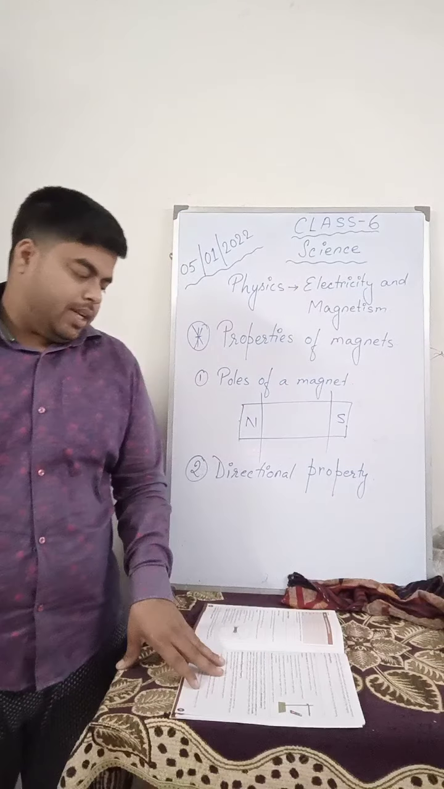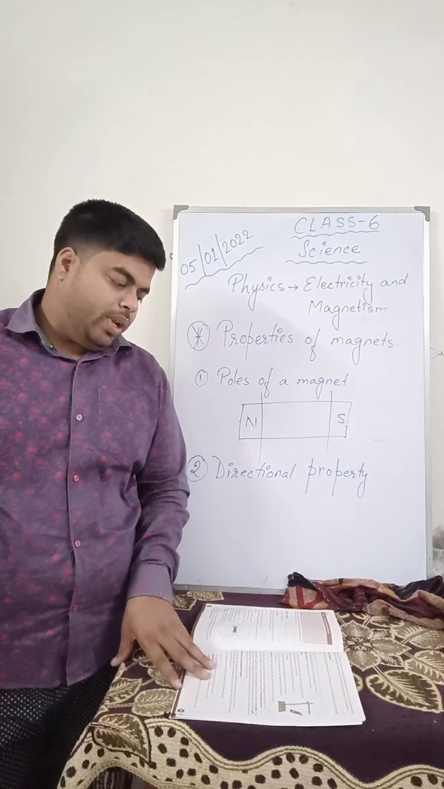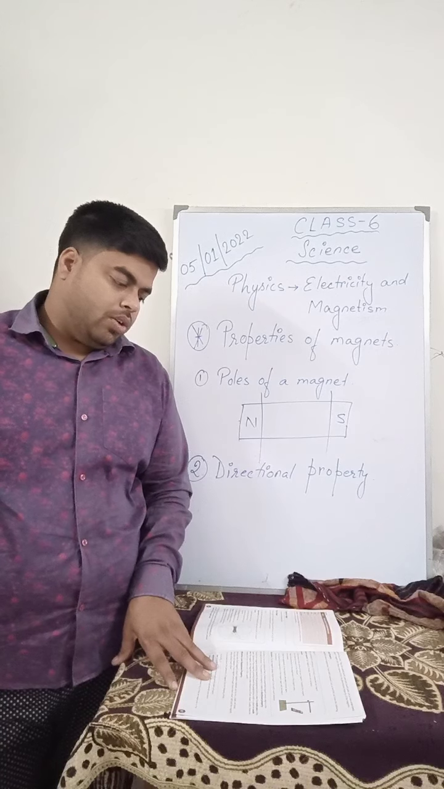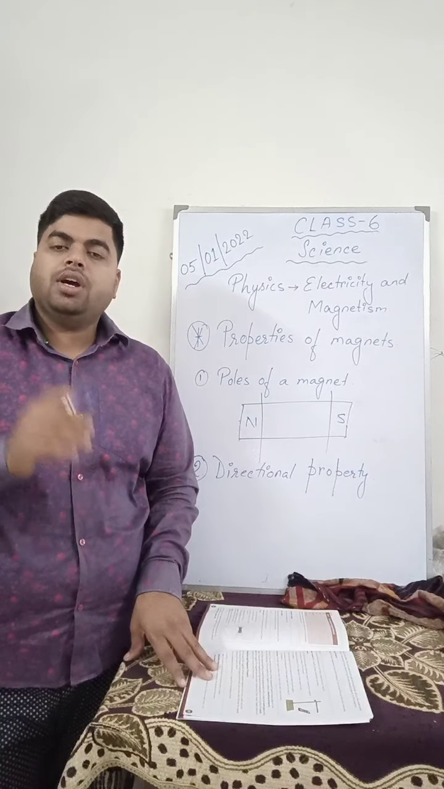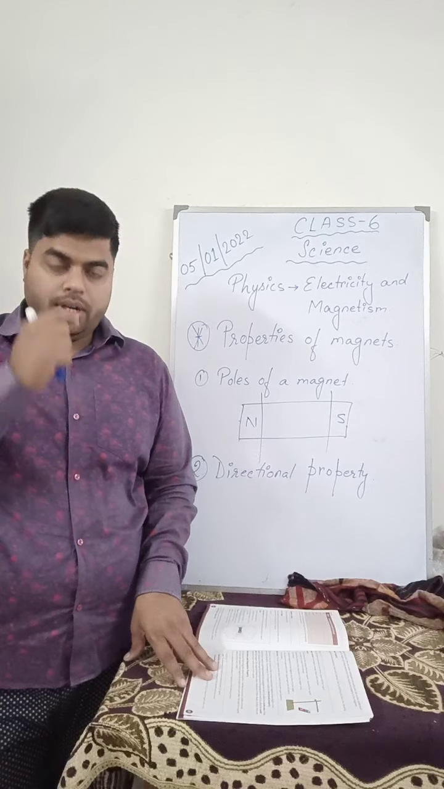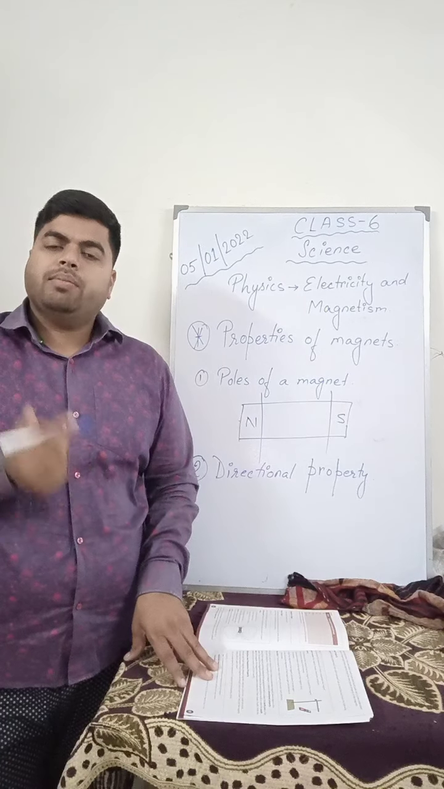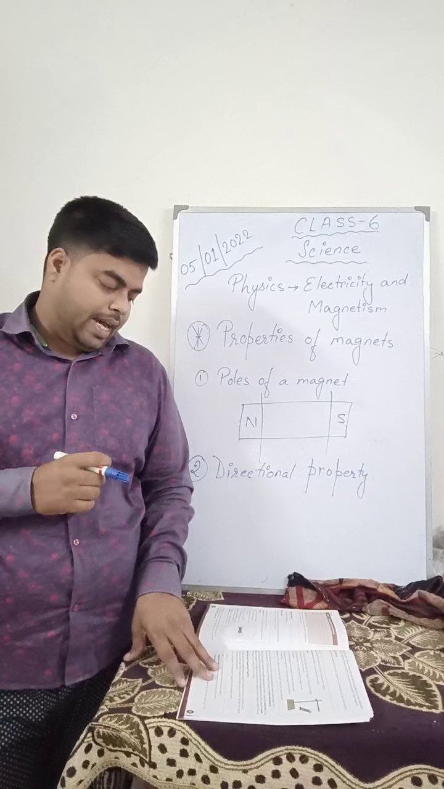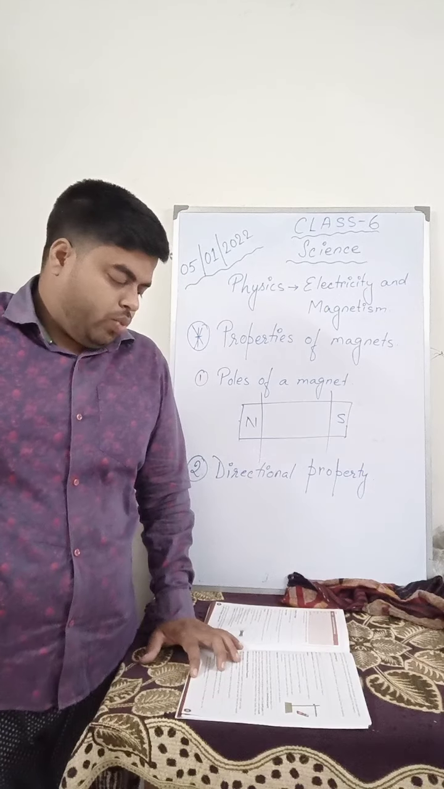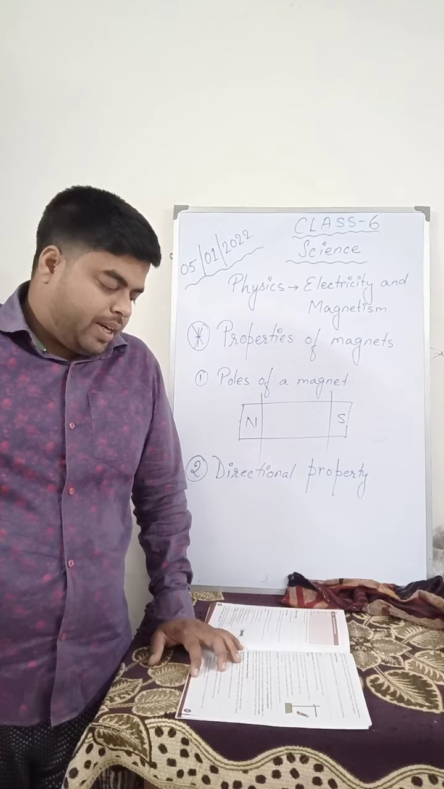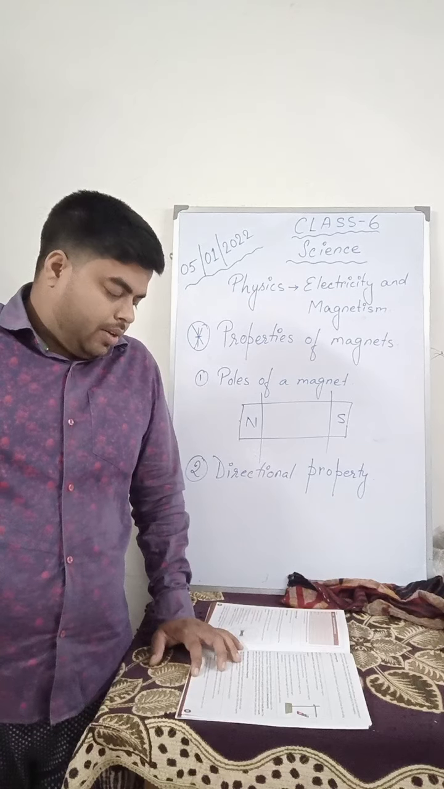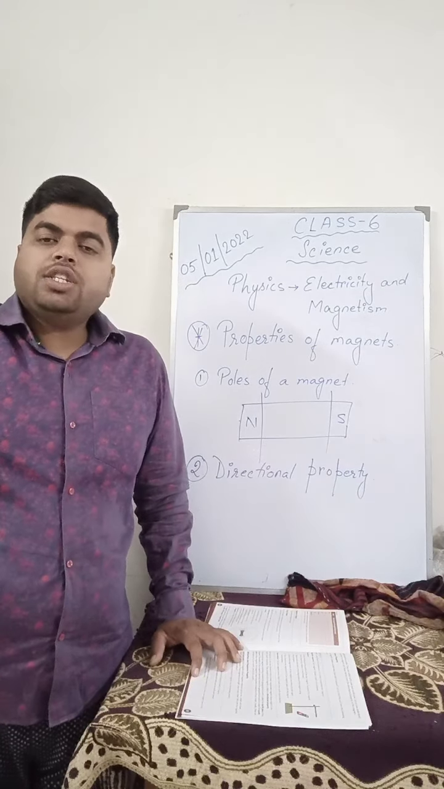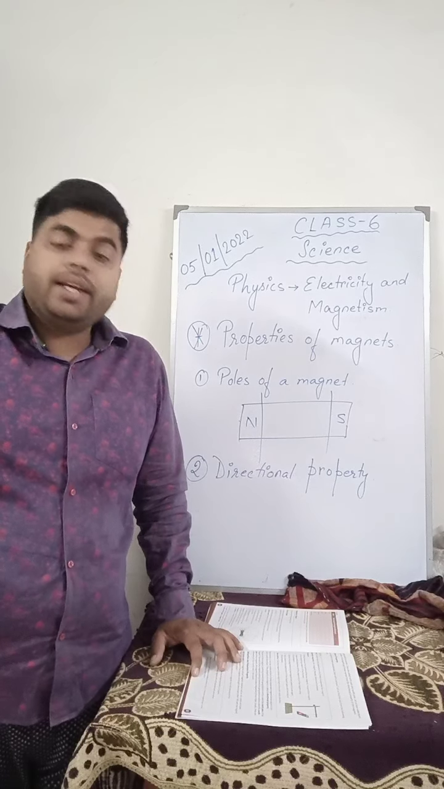If a bar magnet is freely suspended, how will it behave? Let us find out from the following activity. All of you must go through the activity. Whatever is given in the activity, I am explaining that, but still when you go through the chapter, please read the activity. From activity 3, we can observe that a freely suspended magnet always aligns, meaning comes to rest, in the north-south direction. This property of magnet is known as directional property.